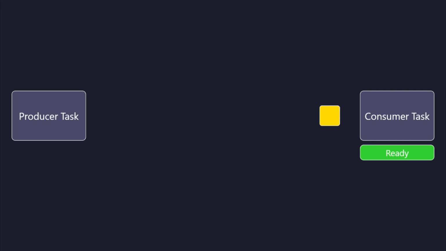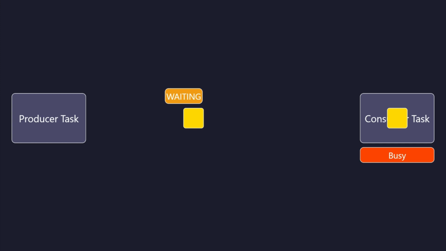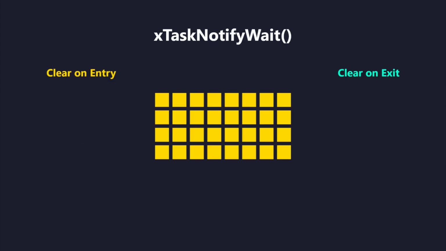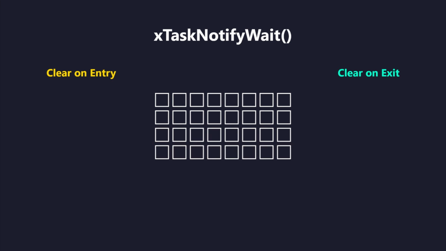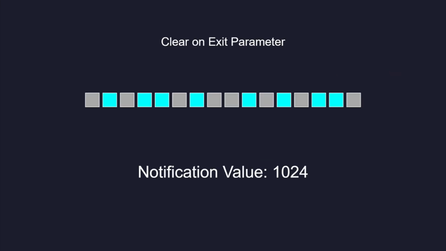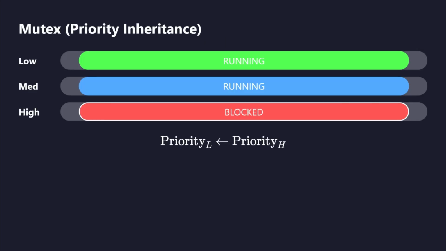The eSetValueWithoutOverwrite action ensures that data is not lost if the receiving task has not yet processed the previous notification. The xTaskNotifyWait function accepts parameters to clear bits on entry and exit, providing fine-grained control over the 32-bit state. Setting the bits to clear on exit parameter to all ones effectively resets the notification value back to 0 after the task wakes up.